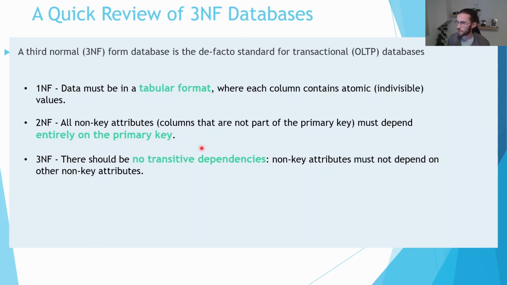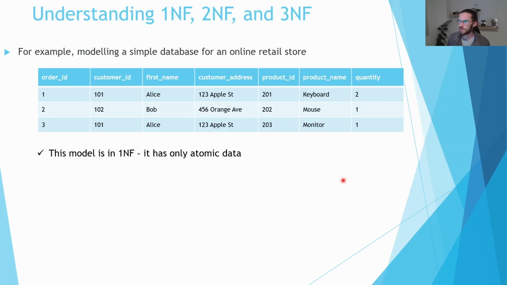There should be no transitive dependencies, or non-key attributes must not depend on other non-key attributes. Now, this is a bit abstract, so we'll go through a bit of an example to illustrate this, but these are the rules for the normal forms. So as an example, imagine you're modeling a simple database for an online retail store. Imagine you get data of this form. You have orders, customers, their first name, customer address, product ID, product name, and the quantity that was ordered.